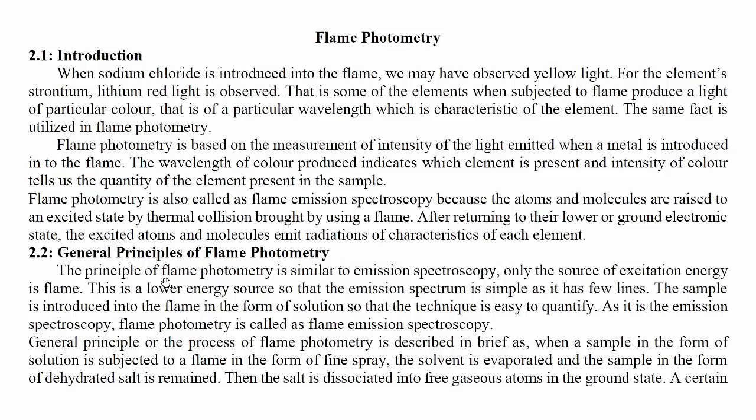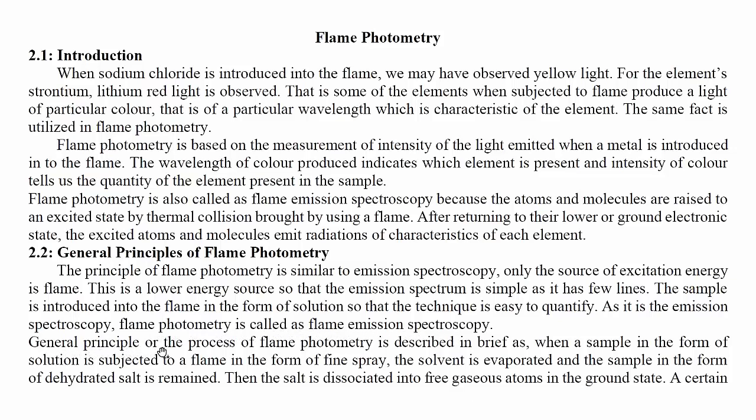2.2 General Principles of Flame Photometry. The principle of flame photometry is similar to emission spectroscopy, only the source of excitation energy is flame. This is a lower energy source, so the emission spectrum is simple as it has few lines. The sample is introduced into the flame in the form of solution so that the technique is easy to quantify. As it is emission spectroscopy, flame photometry is called flame emission spectroscopy.